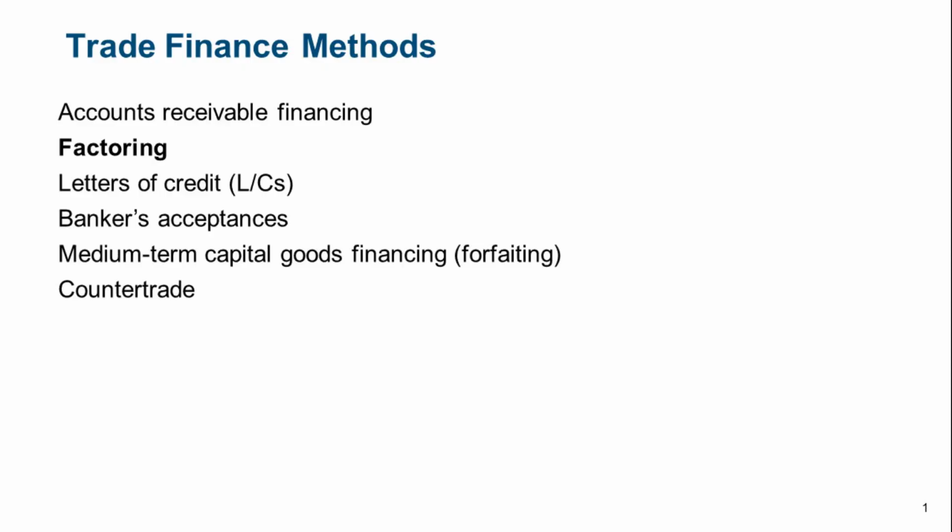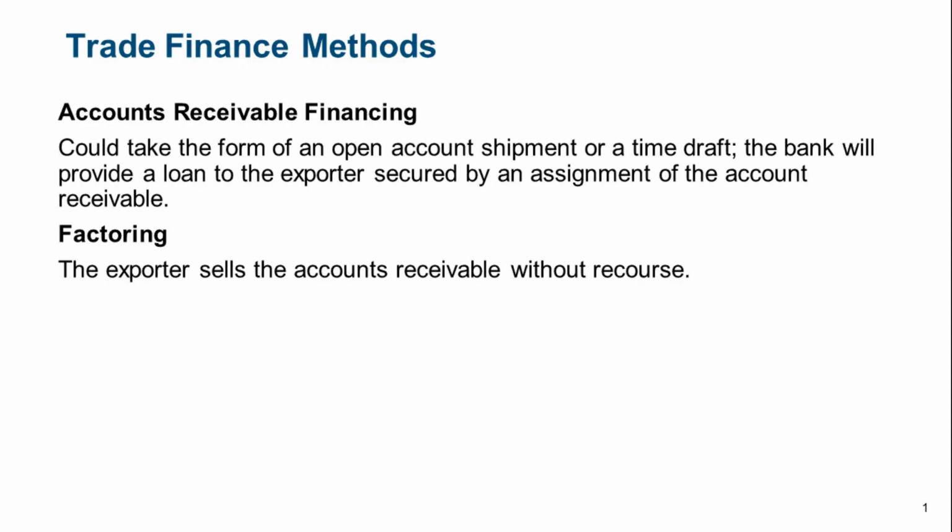Trade finance methods include accounts receivable financing, factoring, bankers' acceptances, and forfeiting for medium-term capital goods. These tools provide liquidity to exporters and help bridge the gap between shipping goods and receiving payment. For example, accounts receivable financing allows banks to lend against receivables, while factoring means selling those receivables outright, often without recourse. That means the risk of collection shifts away from the exporter.